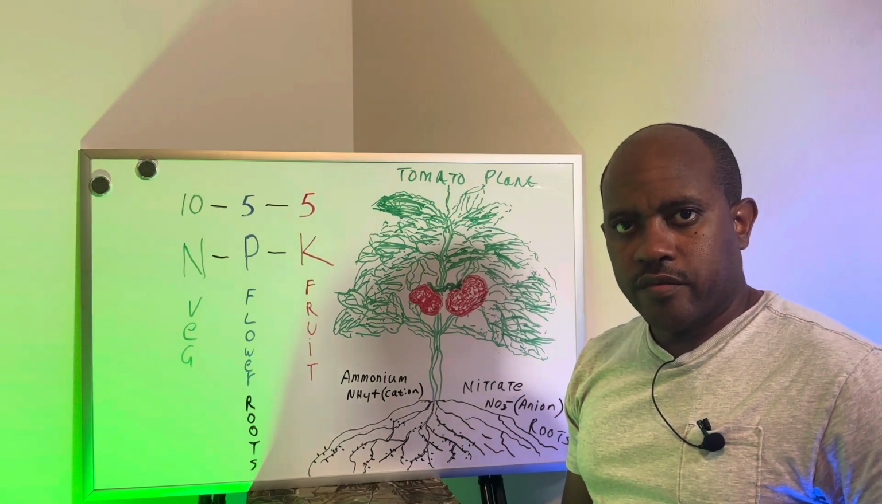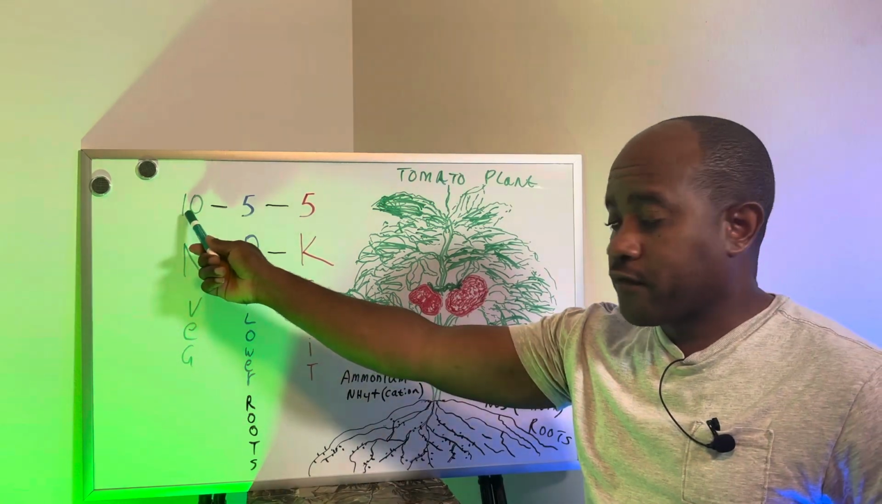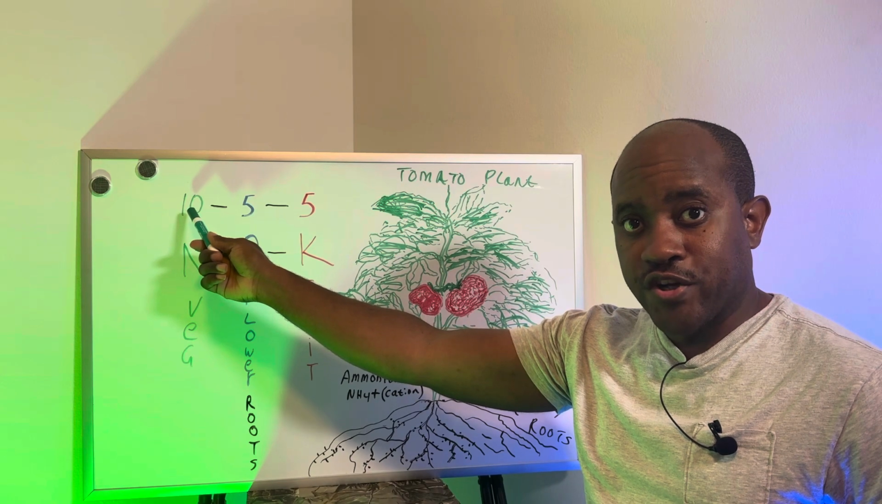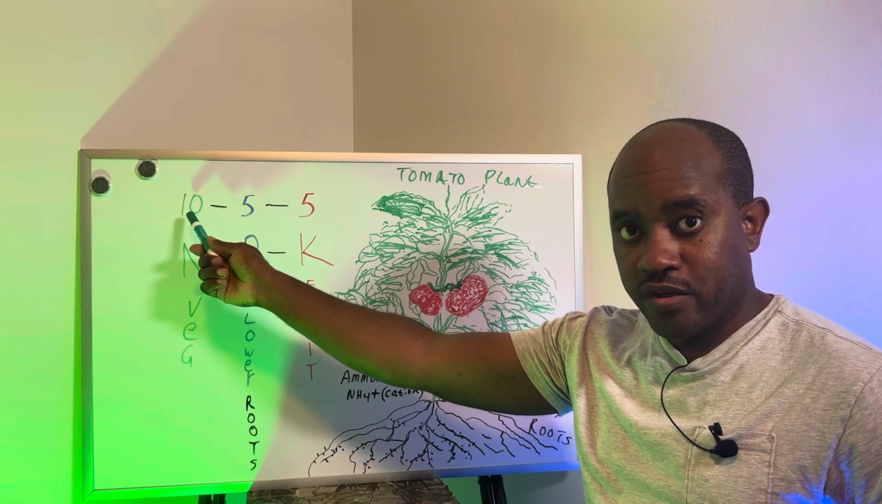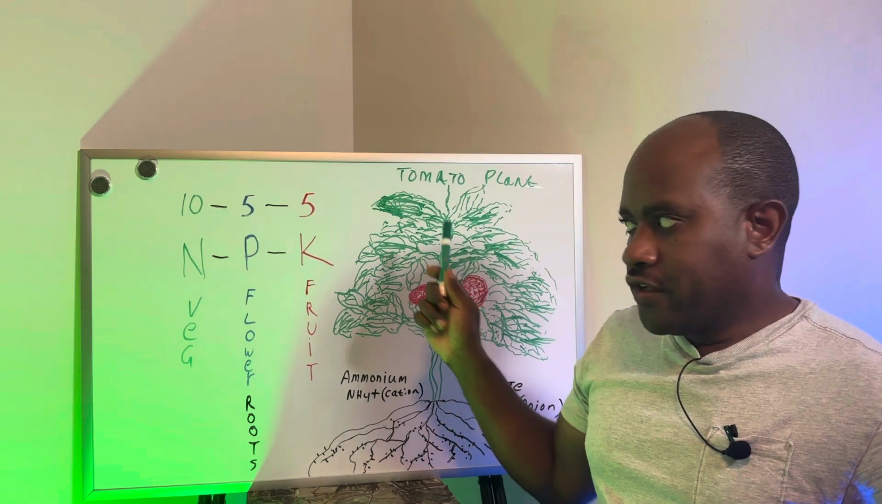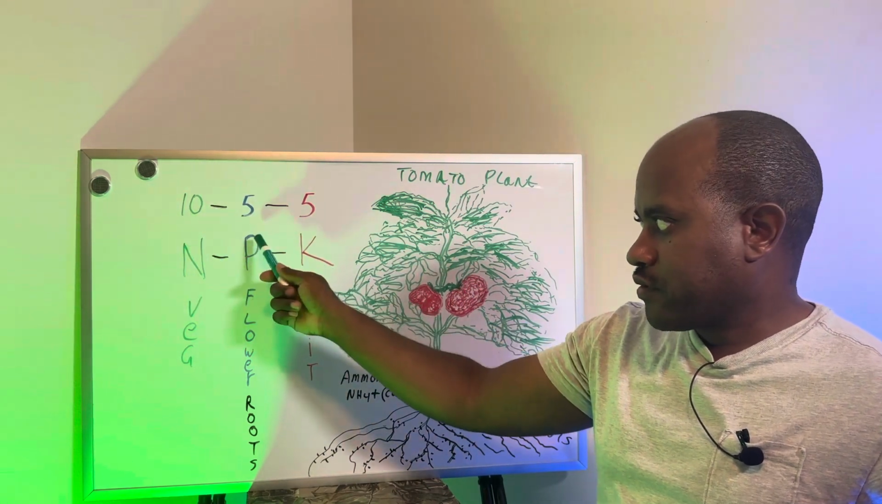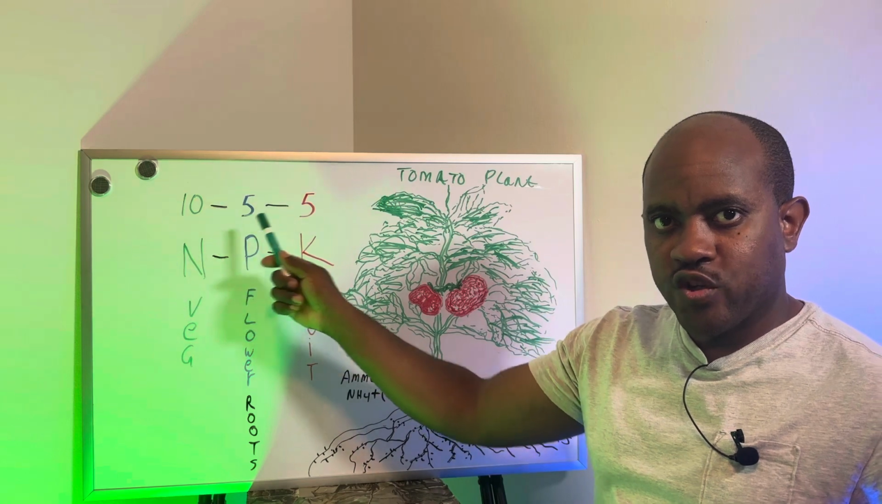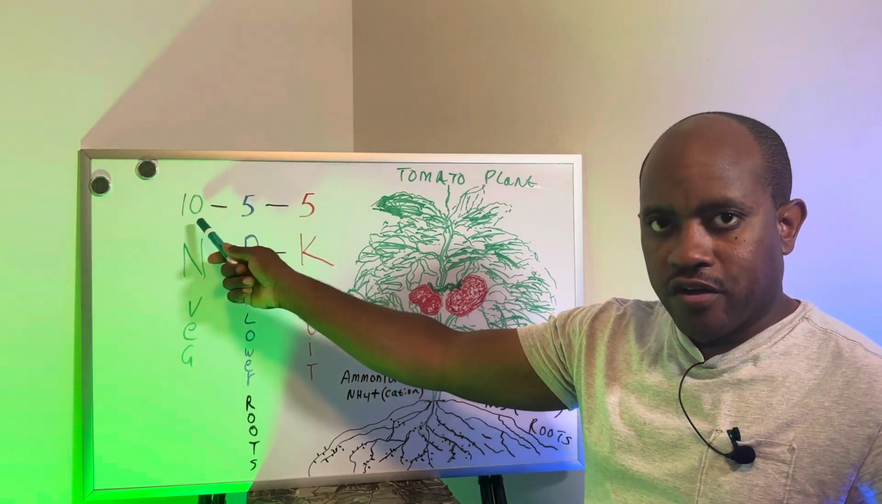In this video, I'm going to explain to you why high nitrogen fertilizer is actually more detrimental to growing a tomato plant than you can imagine. Let's begin. When you're talking about growing tomato plants, you need to understand these three symbols here: your N, your P, and your K. They have numbers on them.